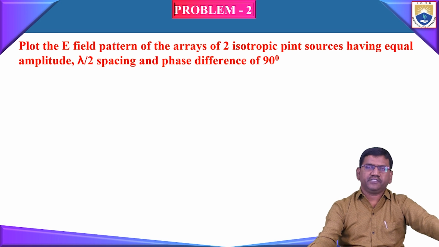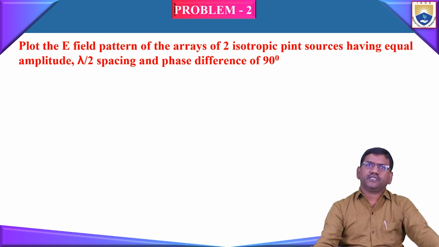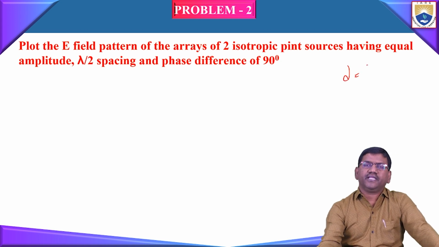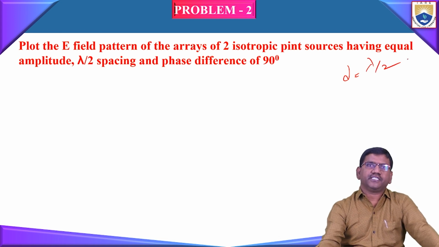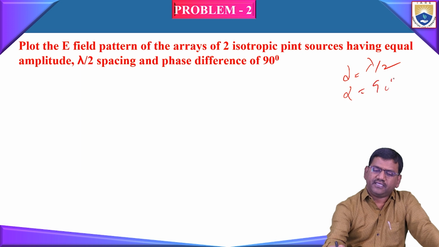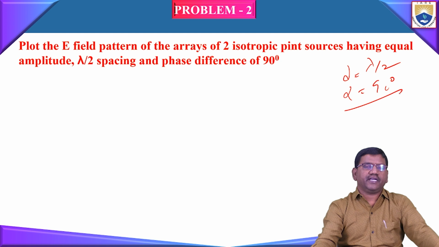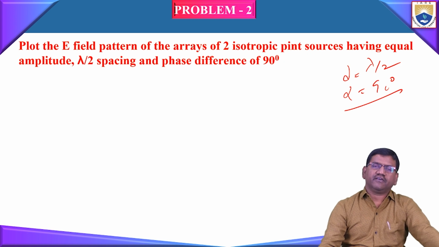So here the difference between the previous problem and this problem is, the previous problem is given the spacing as d is equal to lambda by 4, but here the spacing is given as lambda by 2. The phase difference is the same, that is 90 degrees here. So based upon the d, we'll see how the radiation pattern will vary, by simplifying the value of E.